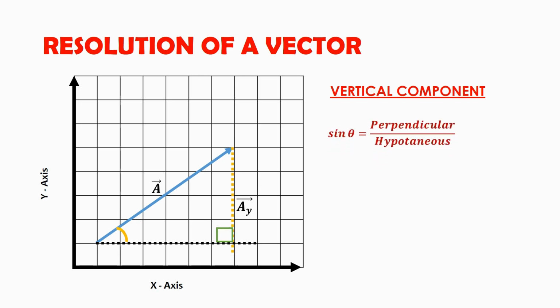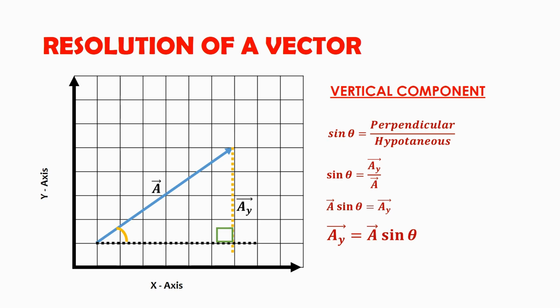Remember, the sine function represents perpendicular upon hypotenuse. So we will be replacing perpendicular with ay and hypotenuse with a. The denominator a would be shifted towards the left hand side. That will become a sine theta equals ay, and then we would be rewriting the entire equation as ay equals a sine theta. With the help of this equation, we would be able to get the magnitude for the y component of the given vector.